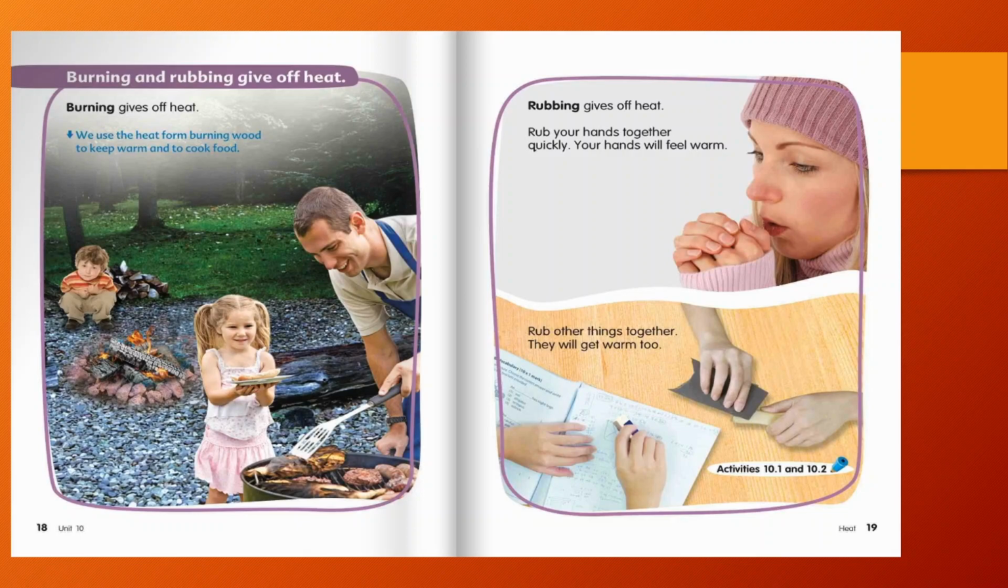When you're in a kitchen, what is burned is not wood, unless your cook works with wood. But most of the time, what you burn is gas, or these days you use electricity. But we're going to talk about electricity in a few more units, so relax about that. So as you can see, there we have a campfire and also a grill, and that is cooking using heat. Rubbing gives off heat.